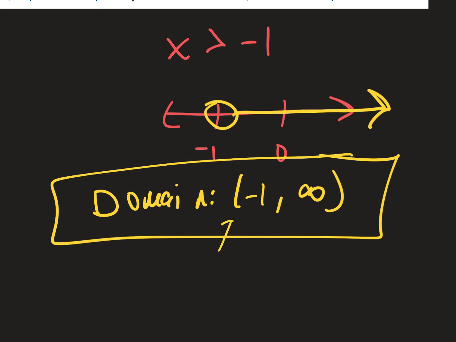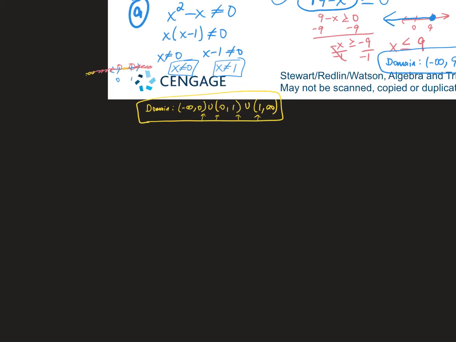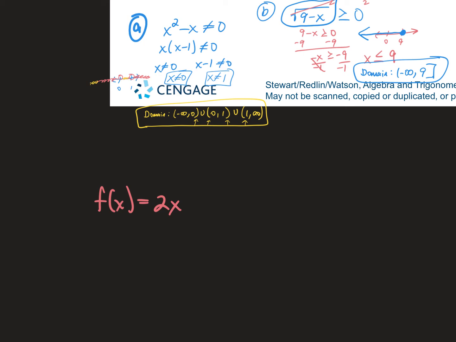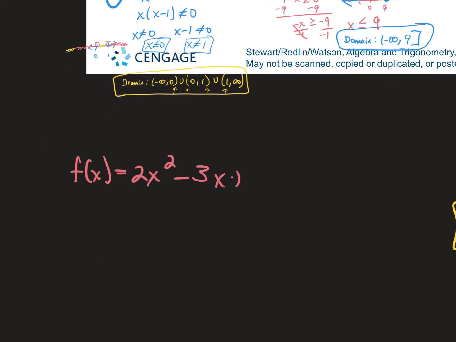And you're telling me right here that it doesn't include. And how do you know it's not included? Because it's what kind of a notation? It's a parenthesis. Good. All right, so don't be fooled on D. Let's do D together, and then we're done. D says f of x equals 2x squared minus 3x plus 1.